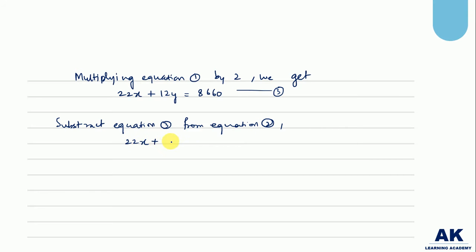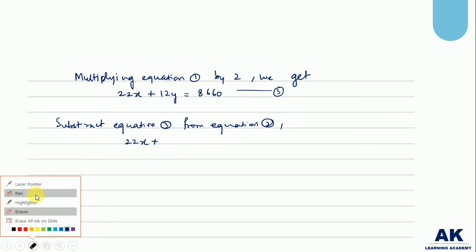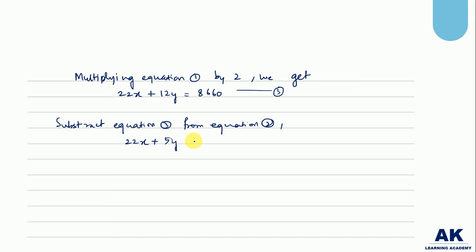Equation 2 is 22x plus 5y is equal to 7330, and the third equation is 22x plus 12y is equal to 8660. So I have to subtract these two equations. 22 minus 22 gets cancelled. 5y minus 12y is minus 7y, which is equal to 7330 minus 8660.